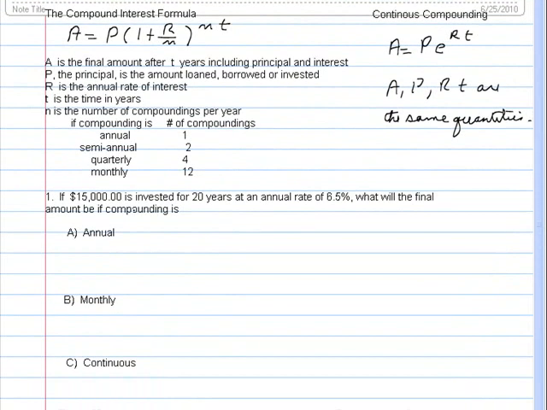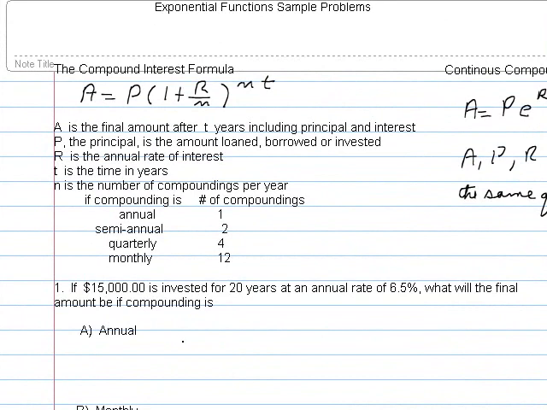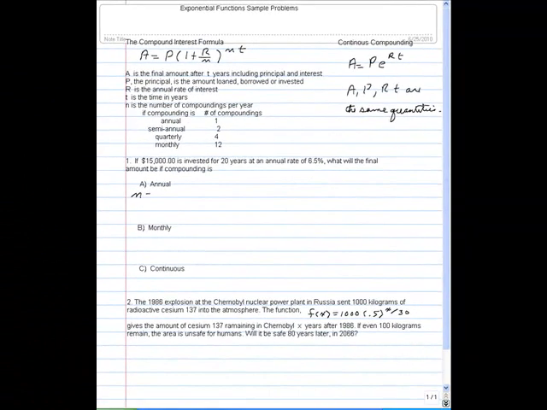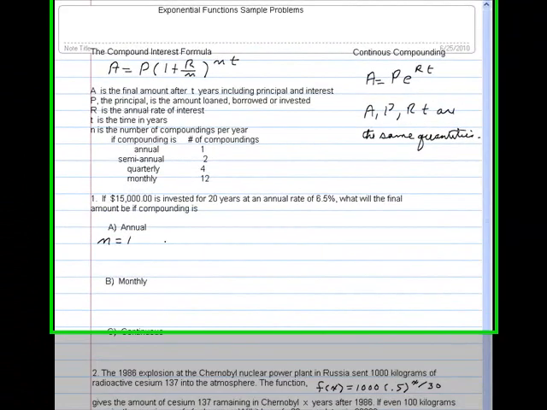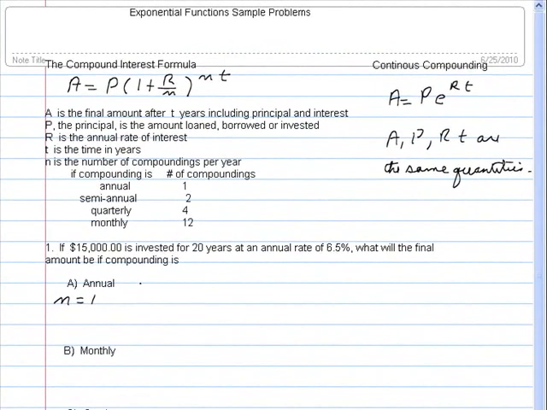The first problem says if $15,000, so there's my principal, that's what's invested, is invested for 20 years at an annual rate of 6.5%, what will the final amount be if compounding is annual? Well, if it's annual, that tells us that N, the number of compoundings per year, is going to be 1. So we just plug into the formula. We're looking for the final amount, so we don't plug in for A. That's what we're trying to find. But the principal, the amount invested, is $15,000.